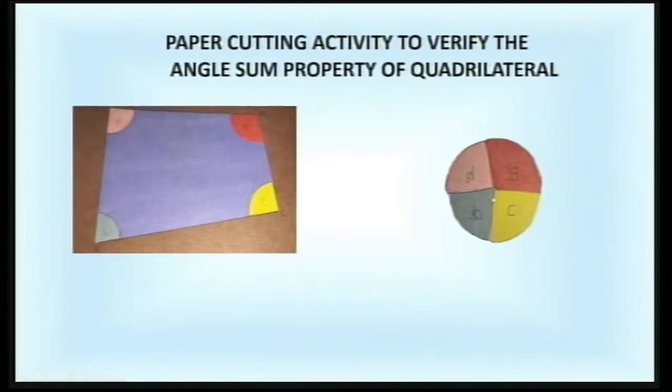So that is how you verify the angle sum property by doing this paper cutting activity. And hence, you will be able to tell that the sum of the interior angles of any given quadrilateral will be equal to 360 degrees.